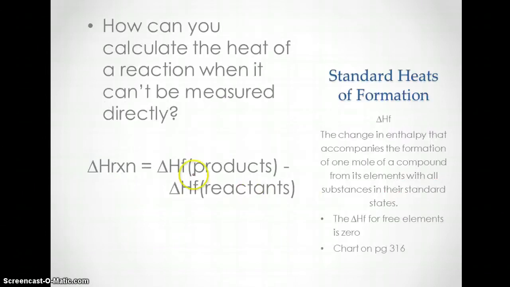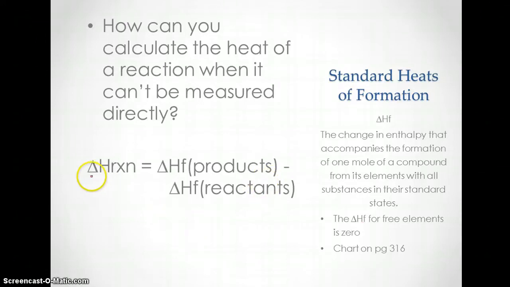Now, the other way we could figure out the heat of a reaction when we can't measure it is to use the standard heats of formation, which is delta HF. The standard heat of formation is the change in enthalpy that accompanies the formation of 1 mole of a compound from its elements with all substances in their standard states. Now, there is a chart of heats of formation in your book on page 316. And if you'll notice in that chart, all the heats of formation for free elements are 0 because you don't have to make them. They're not compounds. They already exist that way in nature. So there is no formation of an element.